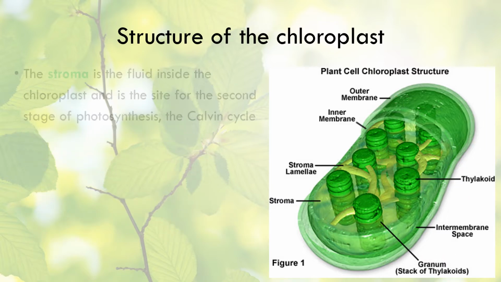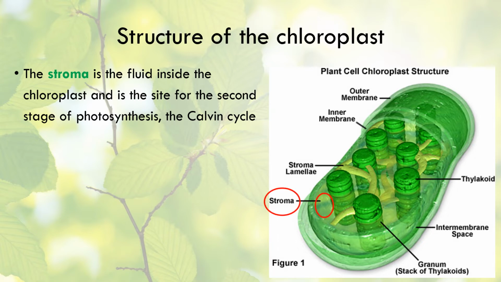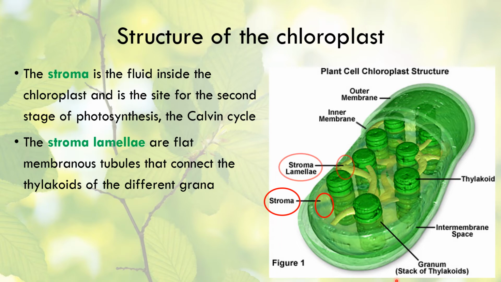Inside the chloroplast, we then have the stroma. The stroma is this fluid area, like a solution that everything's just suspended in. This is where the second stage of photosynthesis occurs, our light-independent stage. So our light-dependent stage occurs in the thylakoid, and our light-independent stage occurs in the stroma, basically the solution that everything is sitting in. This is where our Calvin cycle occurs.